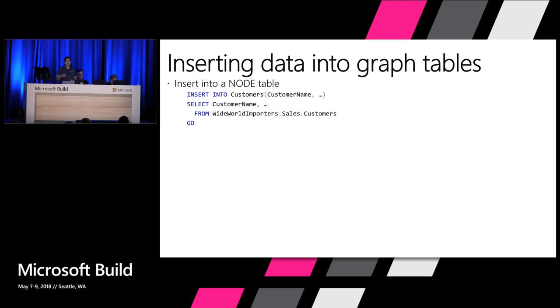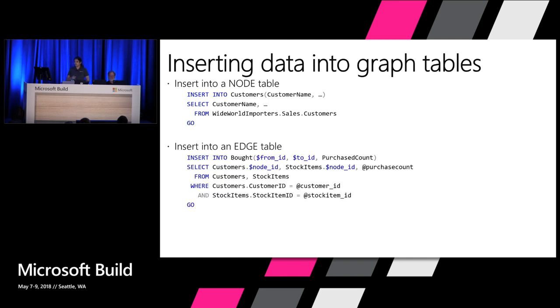So while we insert the data, inserting into a node is very straightforward. You'll just insert like inserting into a regular table. You specify your insert statement, the table that you want to insert in, the attribute names that you want to insert the values for, and then either a select or directly the variables. But when you are inserting into an edge table, along with the user-defined attributes that you have on your edge, you now have to take care of inserting values for $from_ID and $to_ID, which are the node IDs for the nodes that you're trying to connect using this edge.